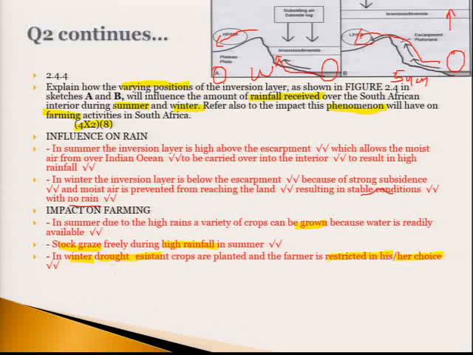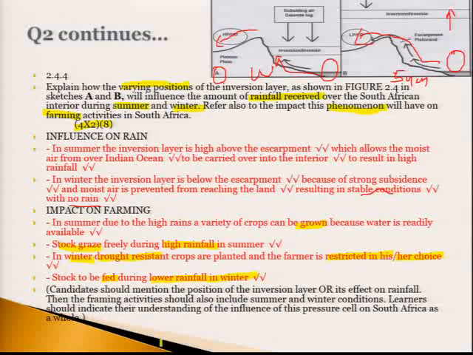I'm going to put in drought-resistant crops so that they can start to grow well. Then stock can be fed during the lower rainfall in winter, which will be the impact. Remember, there will not be any rainfall, so you'll have to feed your own animals during the winter season.